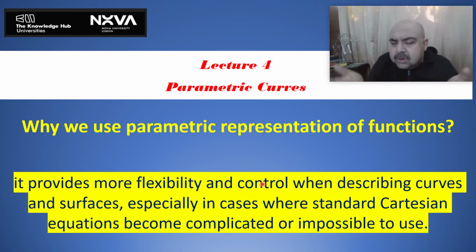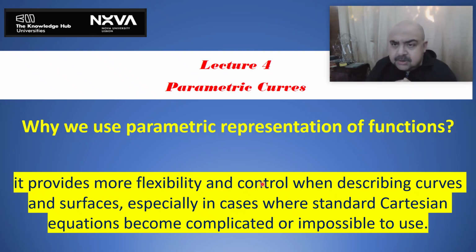For example, for a circle in Cartesian coordinates in two dimensions, it's x squared plus y squared equals 4. While using polar, for example, it's going to be r equals 2. This is why we are changing and choosing the suitable type of coordinate system that we use.